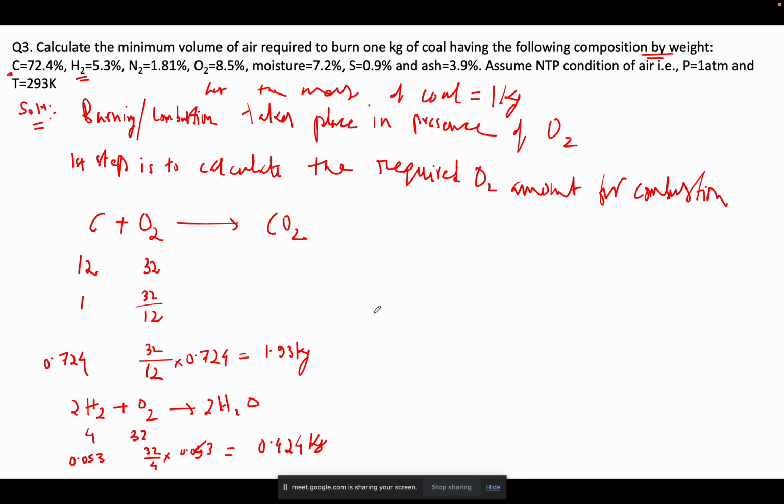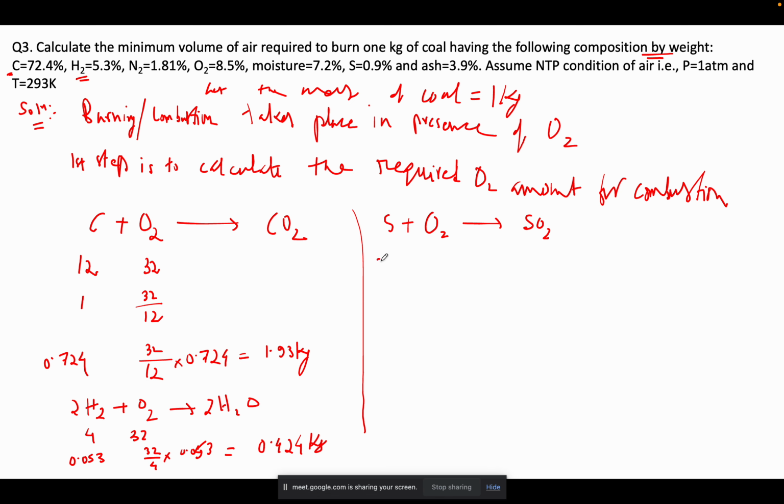Okay, then next is nitrogen. It is something which does not undergo reaction with oxygen because nitrogen is mostly unreactive. Okay, moisture is already there, oxygen is already present. One more thing is there, that is sulfur. Okay, so sulfur can undergo combustion to form sulfur dioxide.